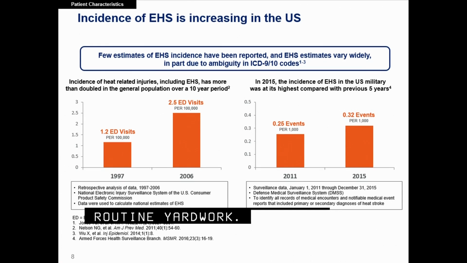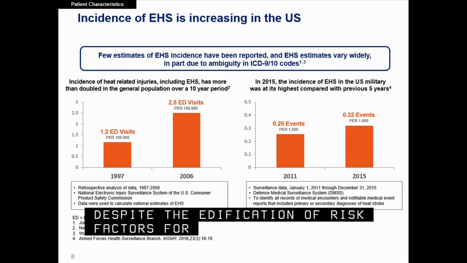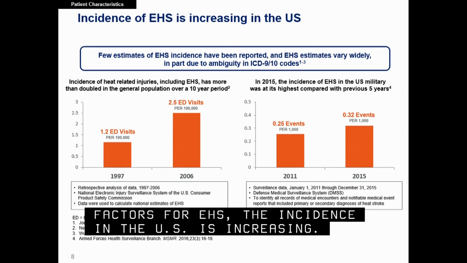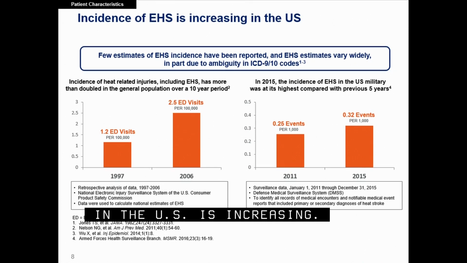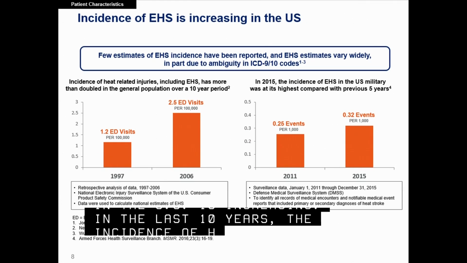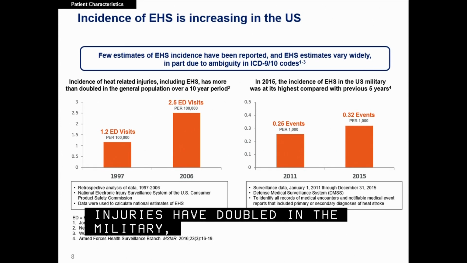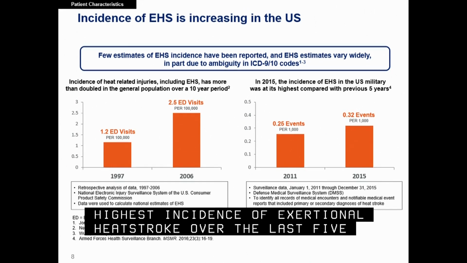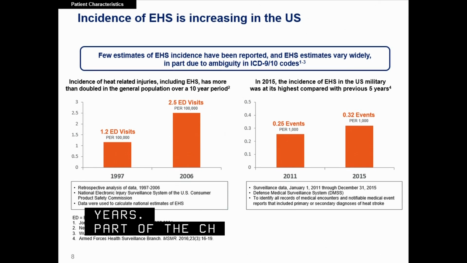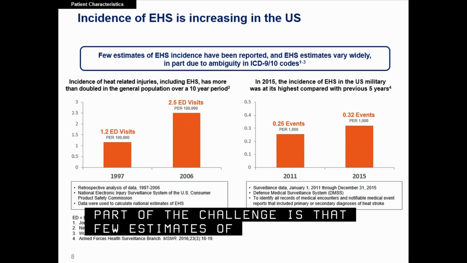Despite the identification of risk factors for EHS and a better understanding of the pathophysiology of exertional heat stroke, the incidence of exertional heat stroke in the U.S. is increasing. In the general population, in the last 10 years, the incidence of heat-related injuries, including exertional heat stroke, have doubled. In the military, 2015 marked the highest incidence of exertional heat stroke over the last 5 years. Part of the challenge is that few estimates of EHS have been reported, and those estimates vary widely, and that's largely because of inability to accurately code and analyze the incidence of EHS.